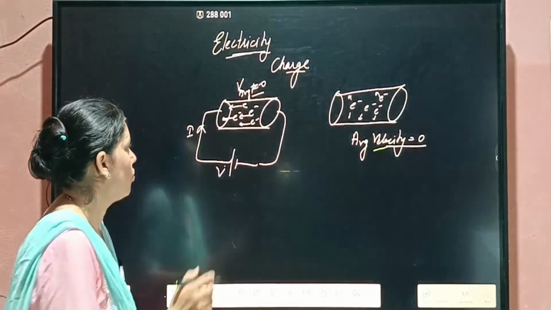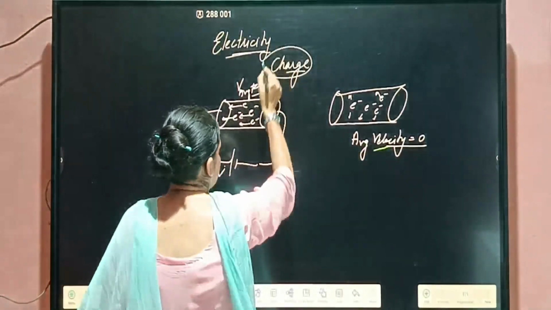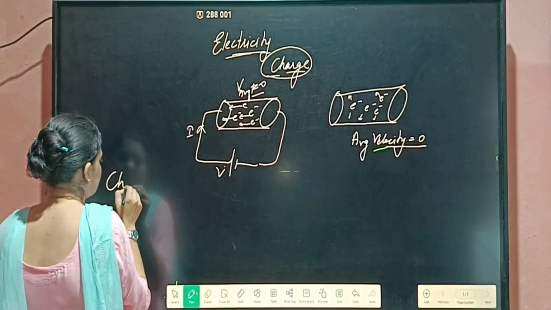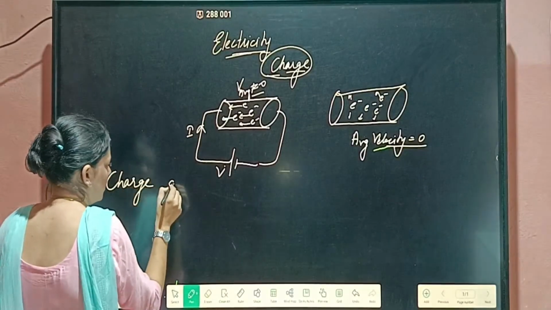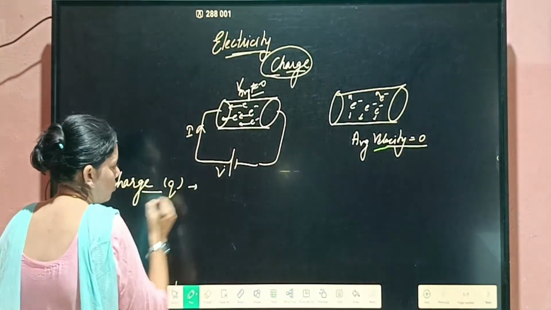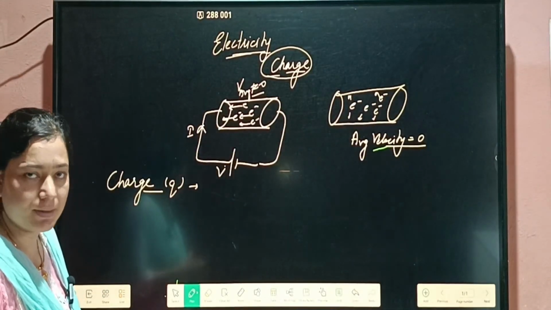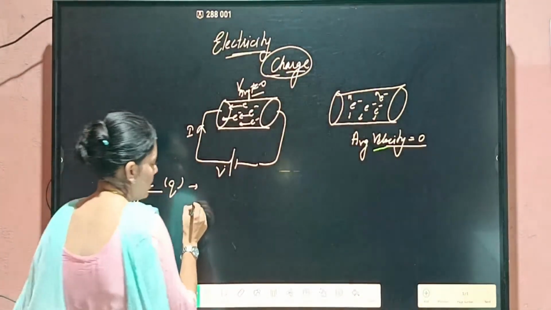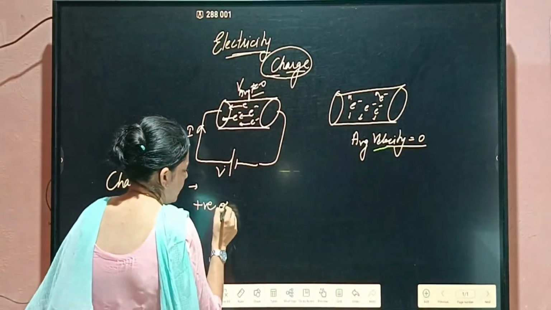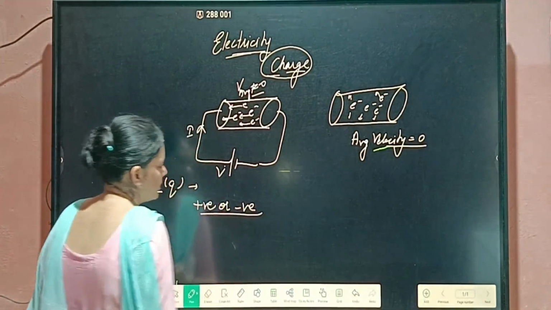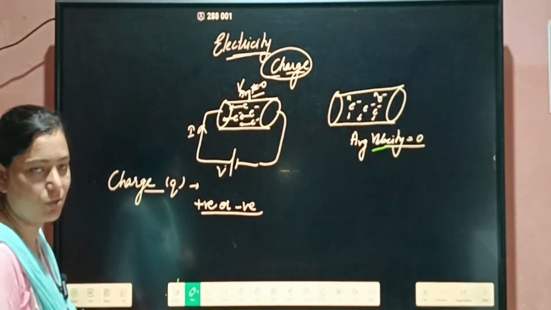First of all, we talk about charge. What is charge? Its symbol is Q only. Charge is that by which we can show the attractive and repulsive nature between them. Charge can be positive or can be negative.